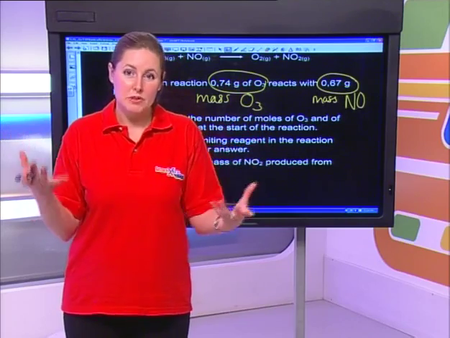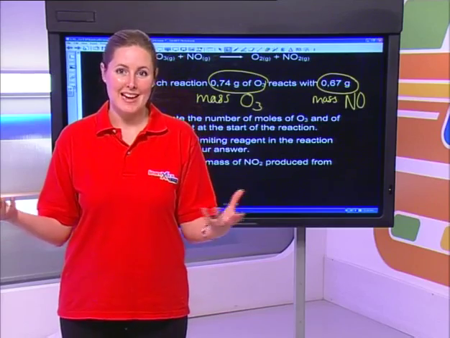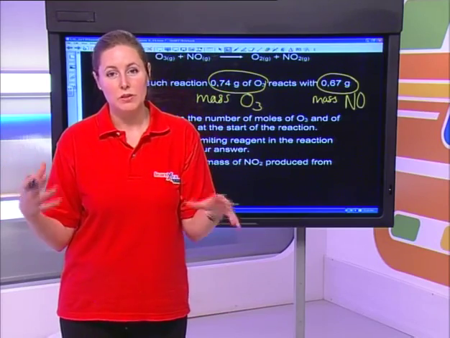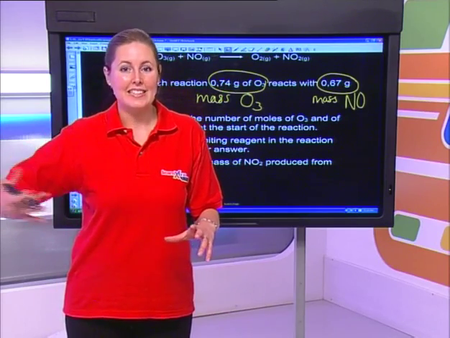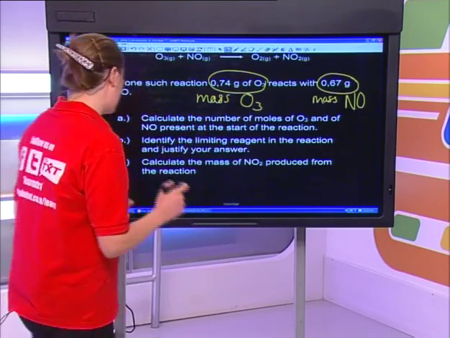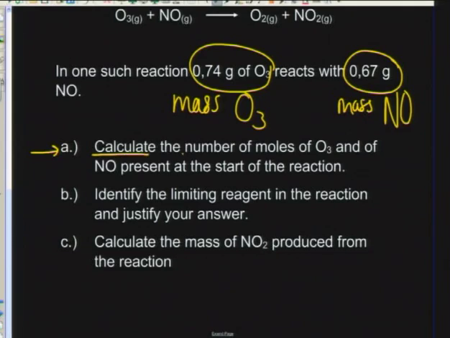Well, we've got to pretty much work with both, and we're going to compare them and see which one is limiting and which one is in excess. The reason we want to do that is because not all of the substance will react. There will be some that is in excess that is left over. Okay, so it's very important to compare these two, and the way I'm going to do that, and that's going to tackle question A. Calculate the number of moles of each of them present at the start of the reaction. And then part B of this question is asking us to identify the limiting reagent and justify our answer.